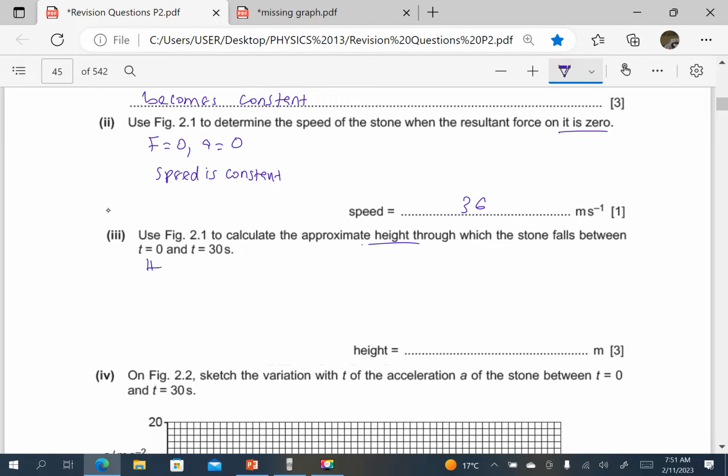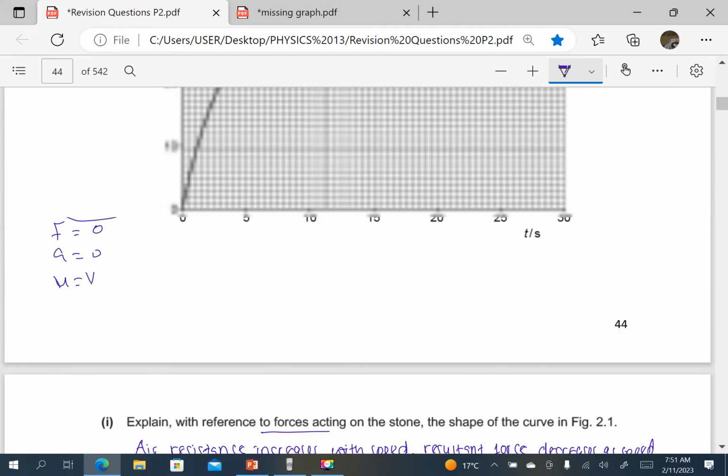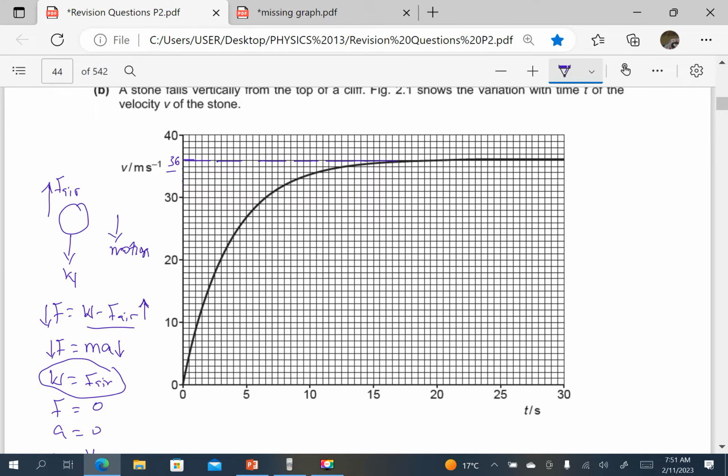So I will say that the height is going to be equal to the area under the graph. This is going to be quite hard for a normal student, but it is going to be very easy for a serious student. Area under this graph, it is not a straight line this time, so it becomes hard for a student. But now you notice that we can first find a rectangle from this graph.